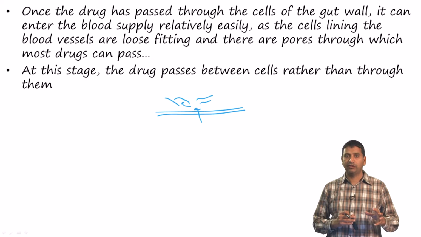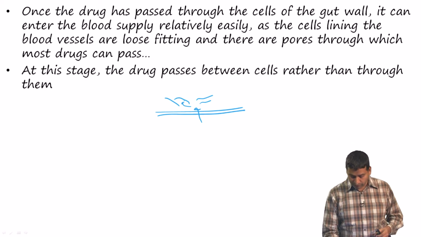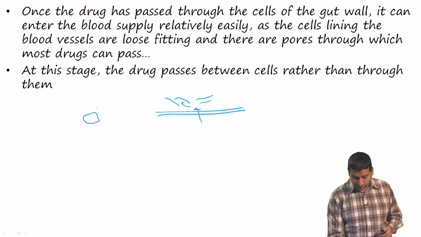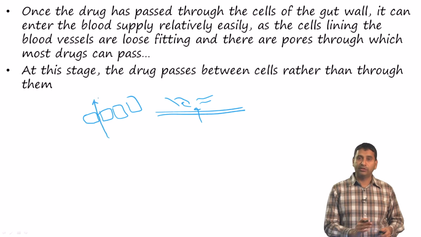So, at this stage the drug passes between cells rather than through cells. So, you have a situation where there is a cell here, there is a gap, there is another cell, there is a gap, and so on. So, the drug actually passes between the cells rather than passing through them.